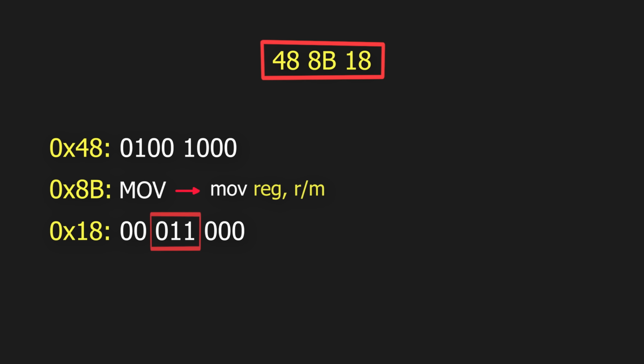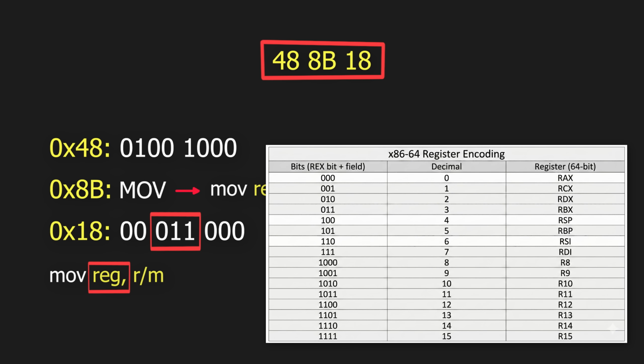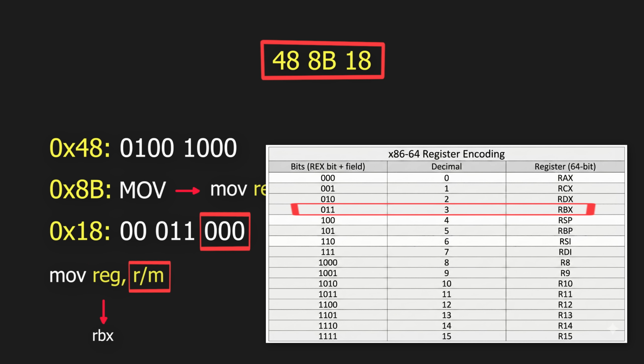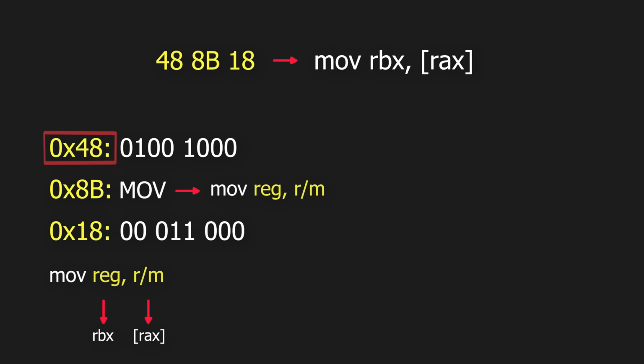The next 3 bits indicate which register the REG field will be. From this table, we can see that 011 maps to the RBX register. The last 3 bits indicate the base register, which maps to RAX. So, to recap, from the first byte you learn that the size of the operands are 64-bit.